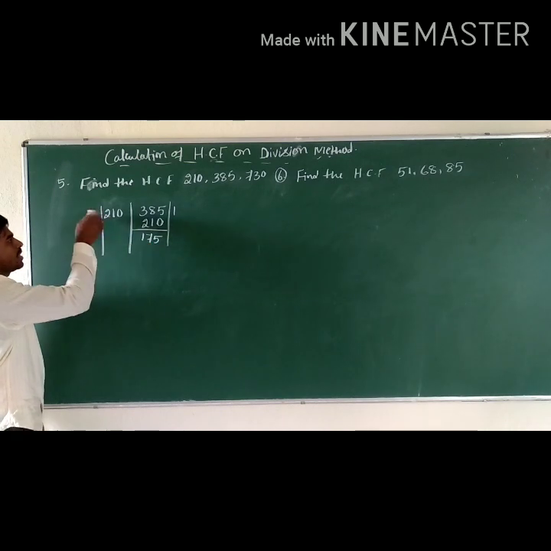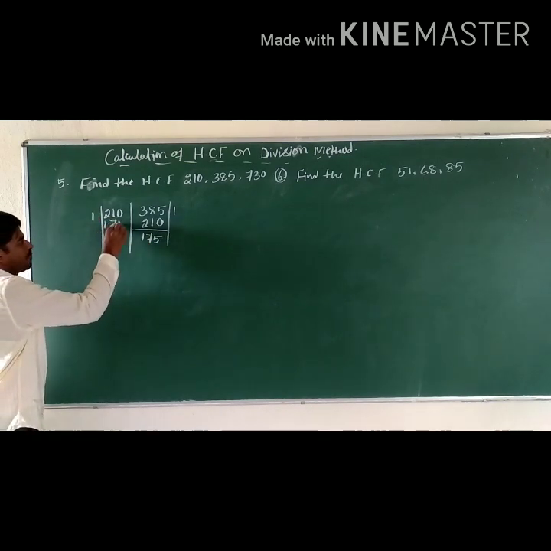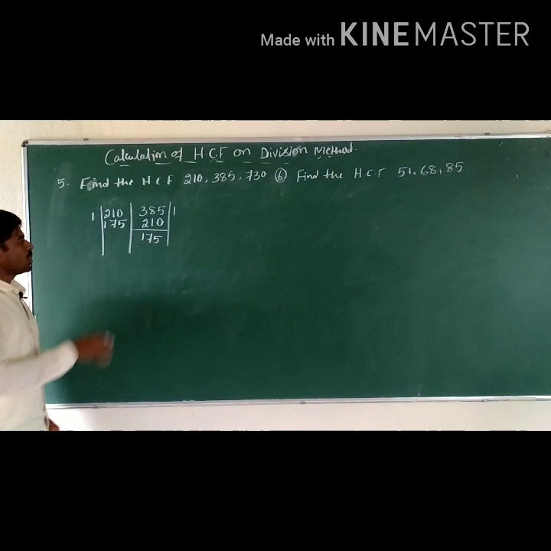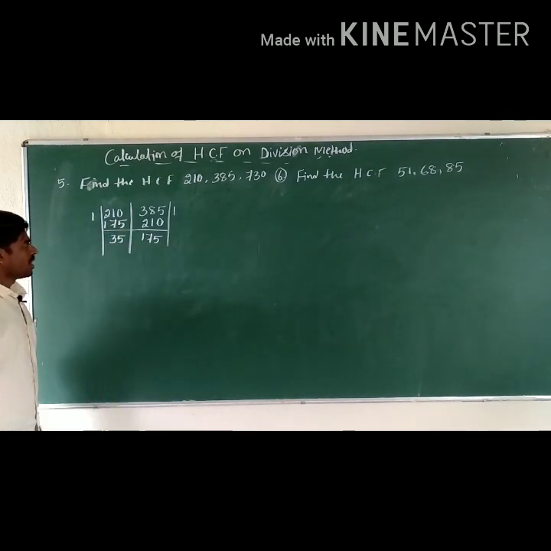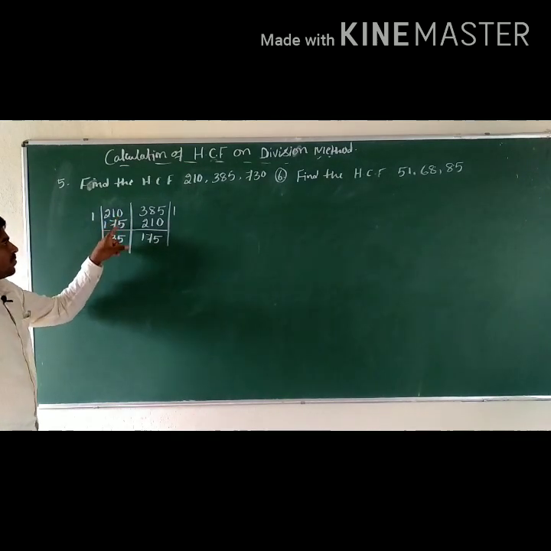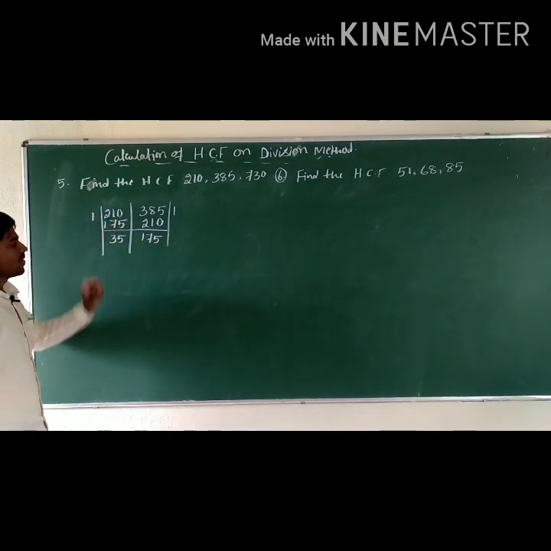Now 175 ones are 175. We get the difference value of 35. Now what do we get? 210 minus 175, we get 35.